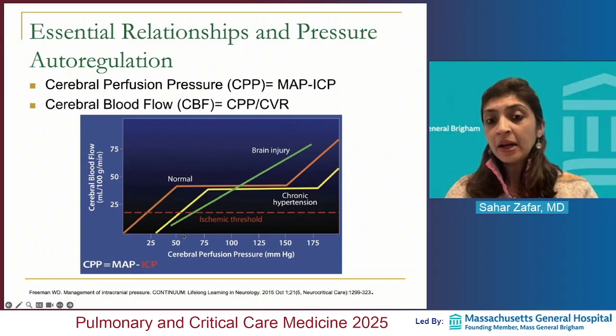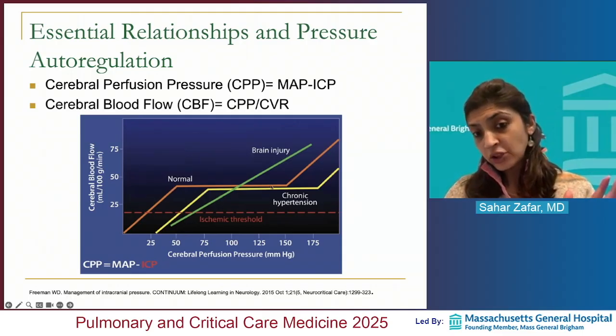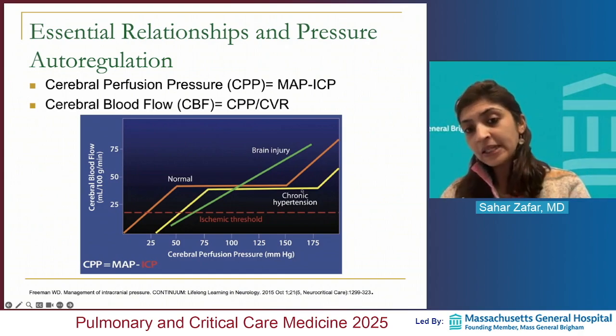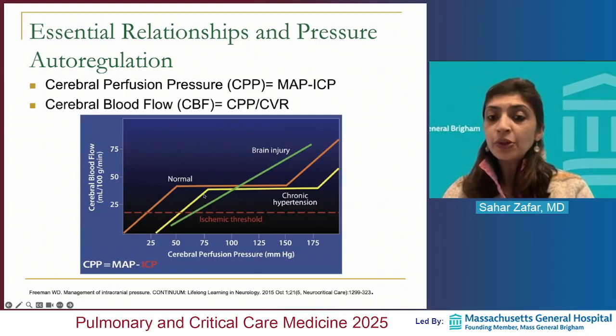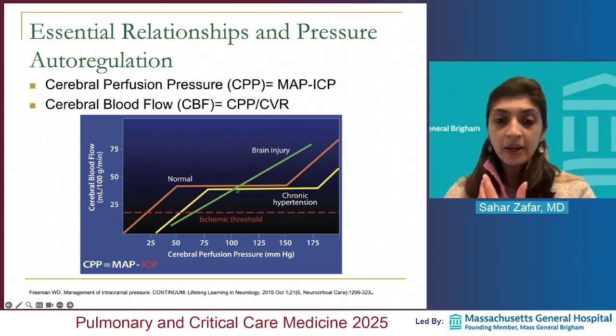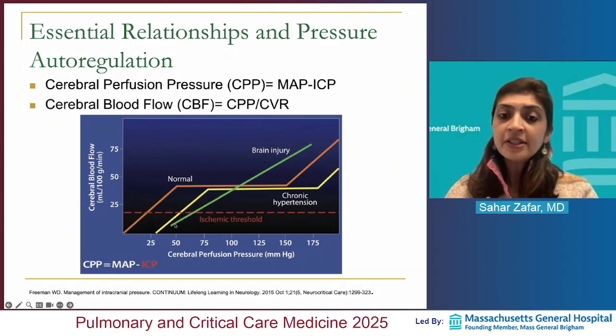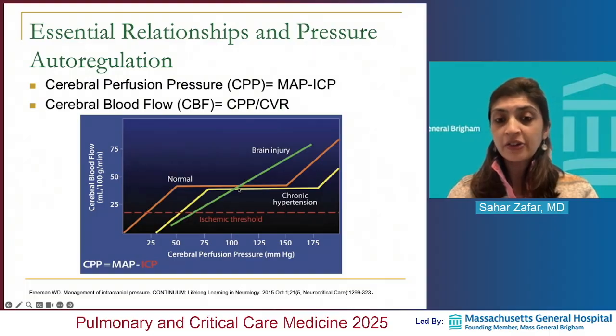In chronic hypertension, this curve is shifted over to the right. And so you can see again, across a higher range of CPPs, cerebral blood flow is maintained. But in patients with acute brain injury, and this could be stroke, this could be trauma, this could be more diffuse brain injury, such as an anoxic brain injury, this relationship between cerebral perfusion and vascular resistance is also disrupted.